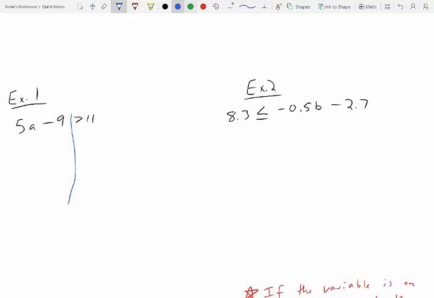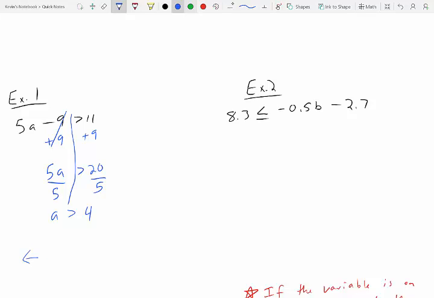We have to get rid of the 9 first, so it's a minus 9, so I'm going to say plus 9 and plus 9 to both sides. So I get 5a is less than 20. Then I have to get the a by itself, so I divide by 5, divide by 5, and I get a is greater than 4.